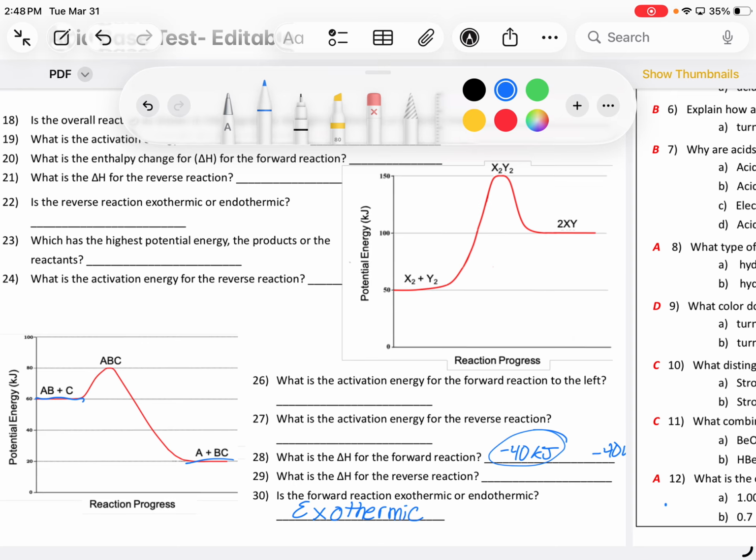Number 29, what is the delta H for the reverse reaction if we were to go from our products to our reactants? The delta H, again, is going to be the final minus initial. So final, which is 60, minus initial, which was 20, should give us positive 40 kilojoules.